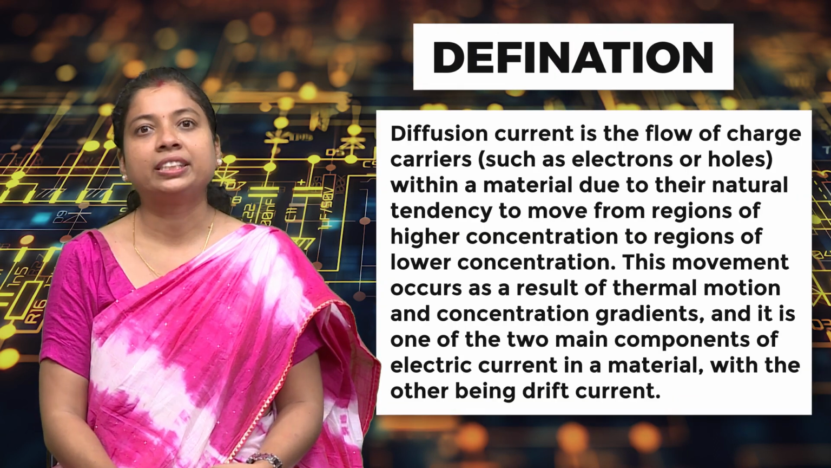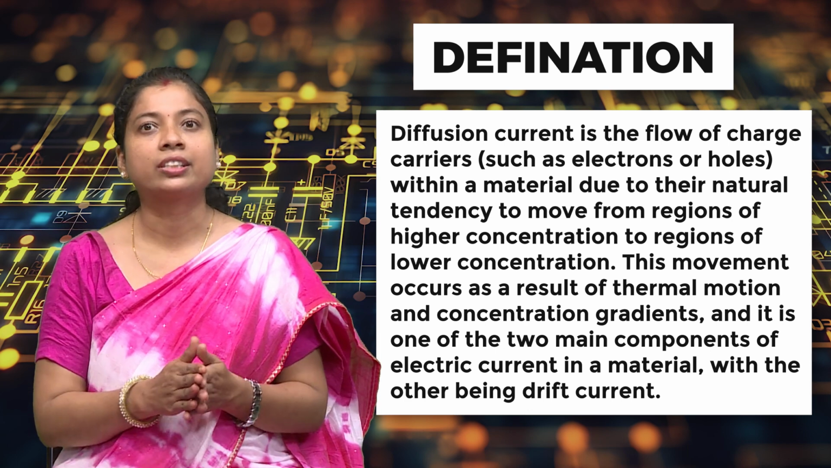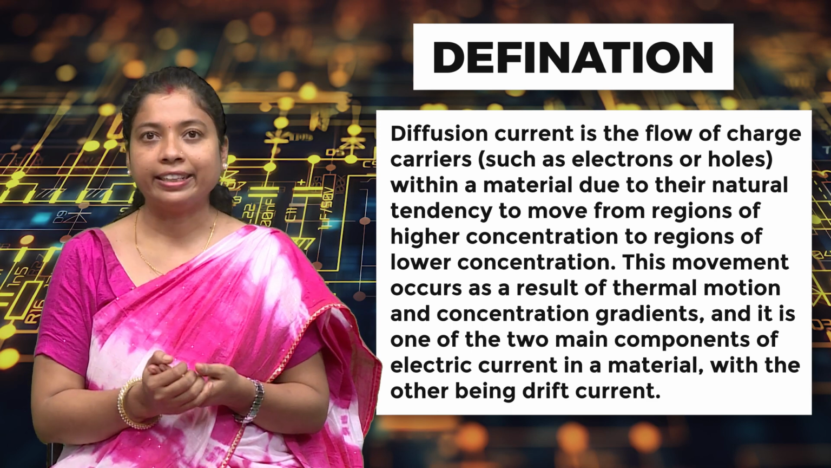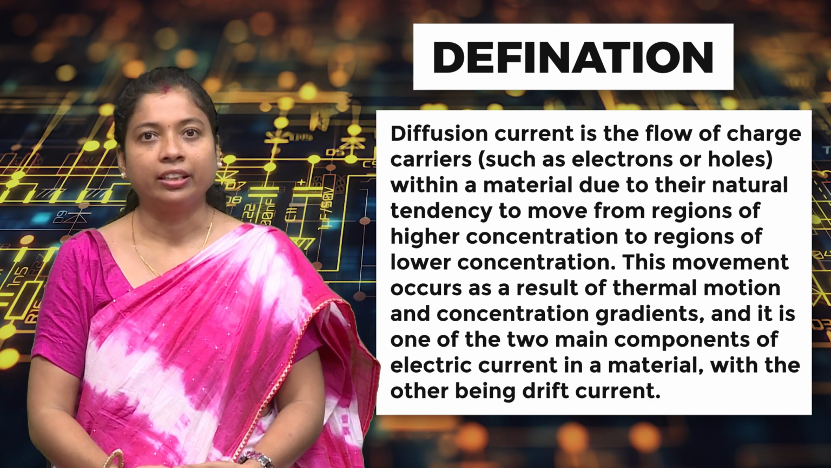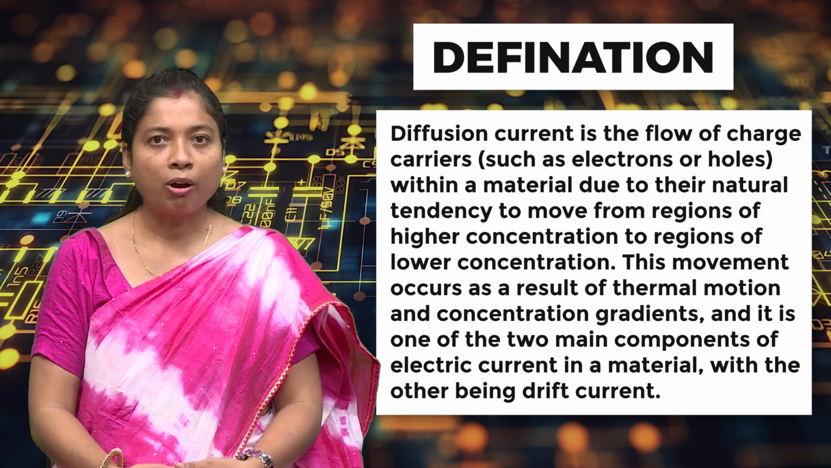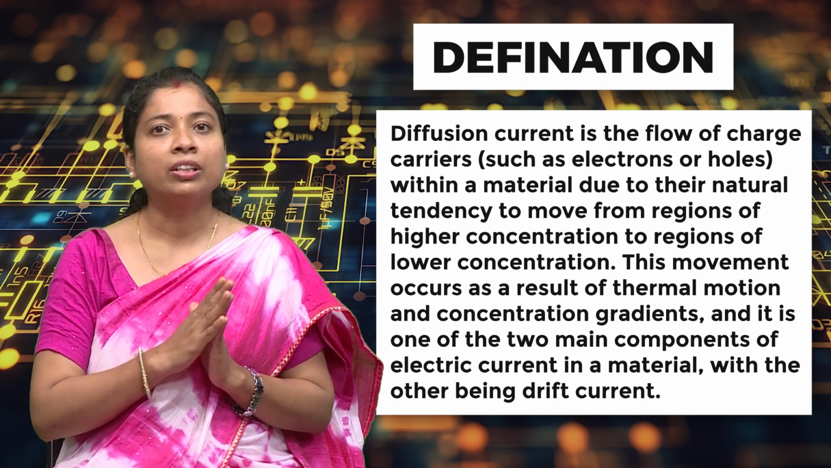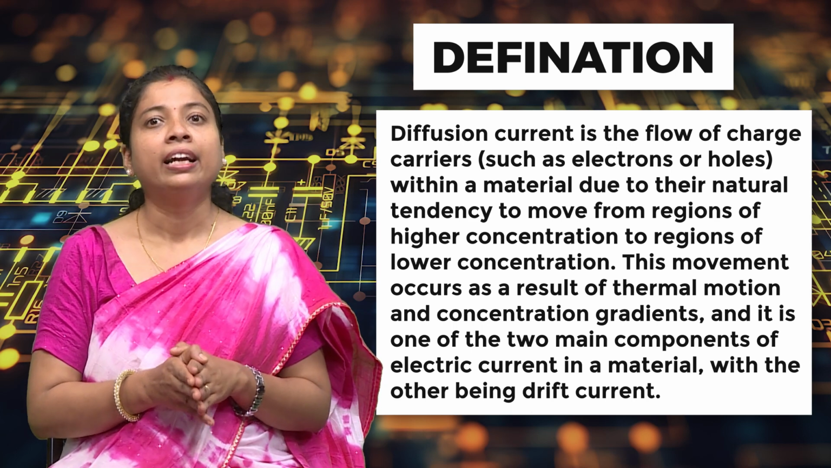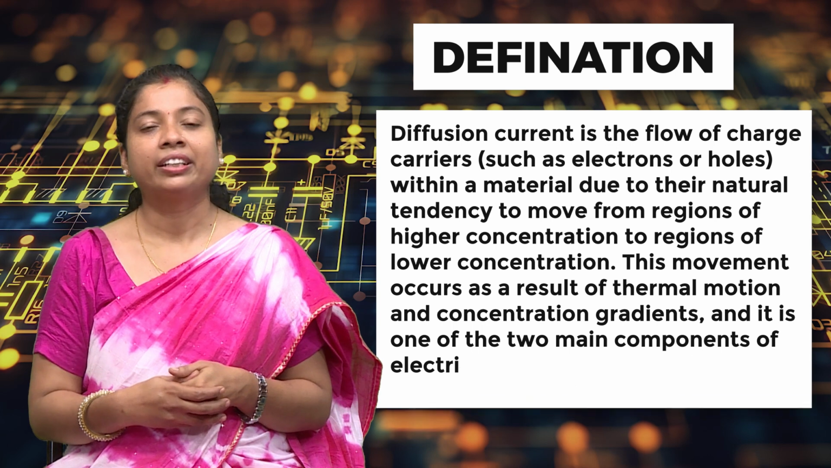Now, let's come to the second important point, the definition of diffusion current and its types. Diffusion current is a flow of charge carriers, which may be holes or electrons, within a material. Due to their natural tendency, they move from a region of higher to lower concentration. The movement occurs as a result of thermal motion and concentration gradient, and it is one of the two main components of current in a material, with the other being drift current.